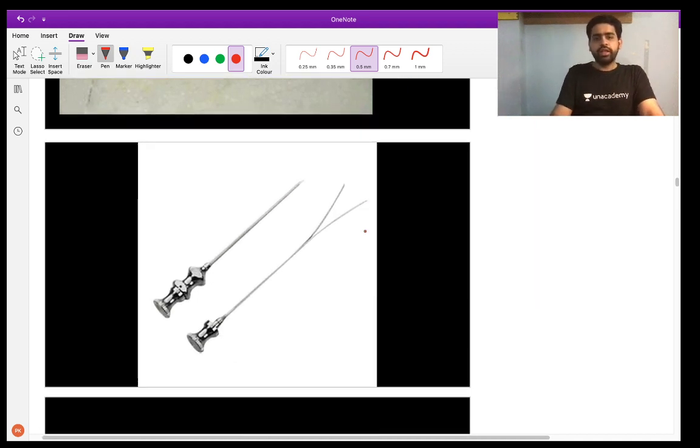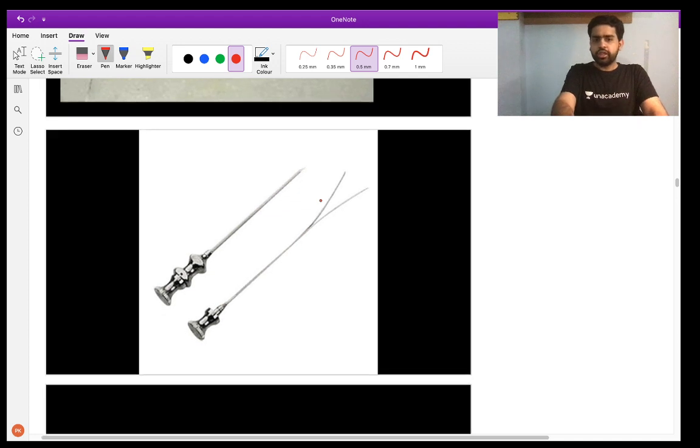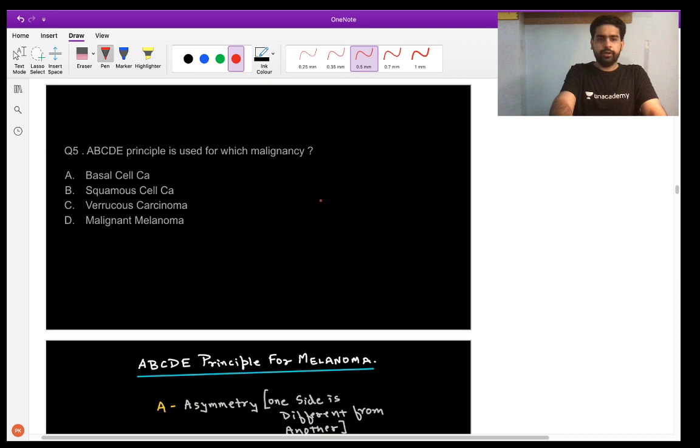Then what is this? This is a Silverman's liver biopsy needle. Just remember, if you get a needle with two prongs at the end like this, it is basically a Silverman's liver biopsy needle. This was also one of the options, so I just thought of showing you the pic. Not very commonly used nowadays, right?